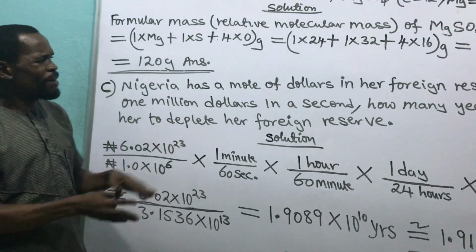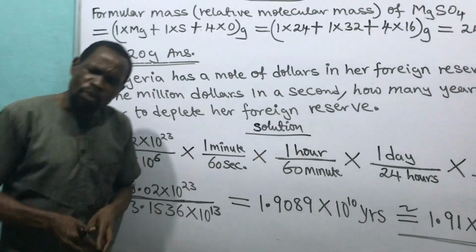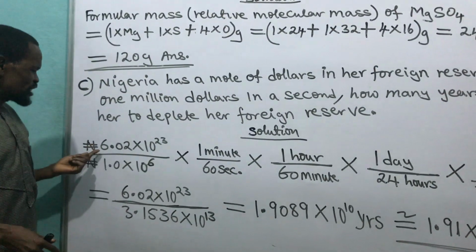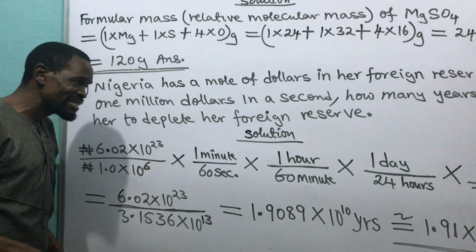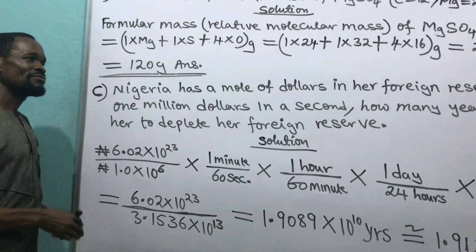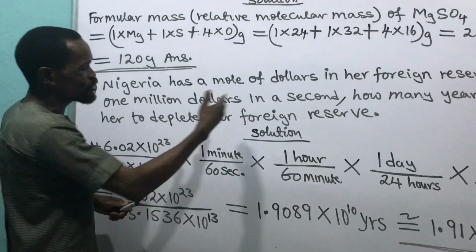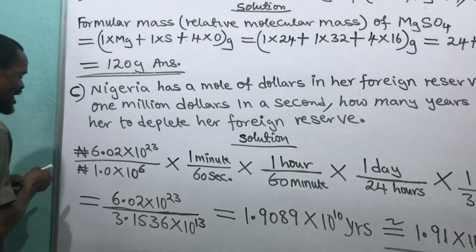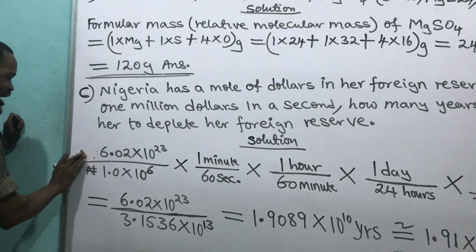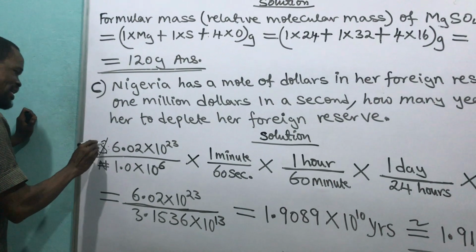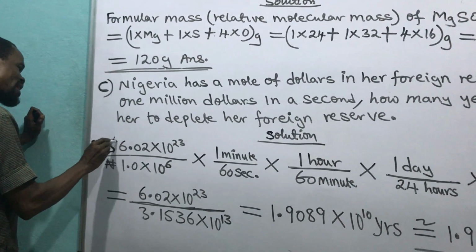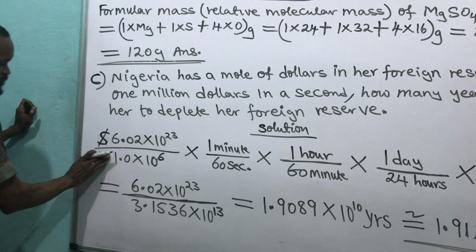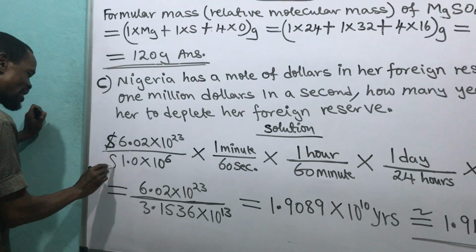So now we are talking about a mole of dollar. A mole of dollar will contain 6.02 times 10 raised to the power 23 naira or dollar. If we say dollar, I can change this to put dollar. Look at it. I can put in a dollar. Because they mention dollar, I don't need to put naira. They say dollar, so I have to put the dollar sign.